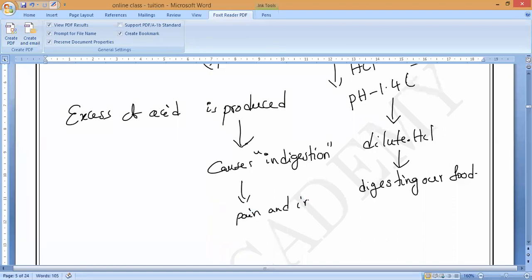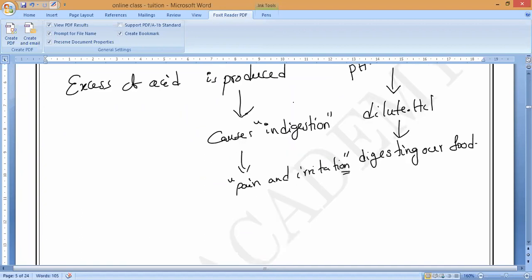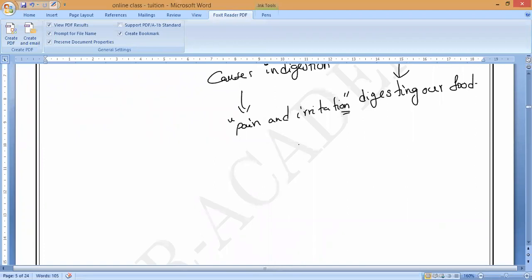Yeah, irritation. Tell me, Karthik. Sir, more HCl acid is produced while eating. Yes, if you overeat, the amount of acid produced will be more. That is why it causes indigestion. Is it okay? It should be limited, not produced more. That is what you have to remember.